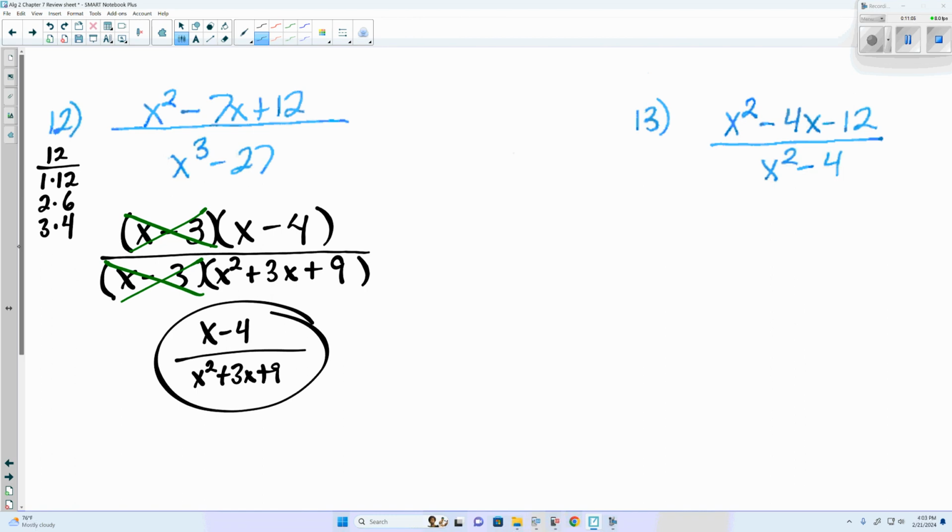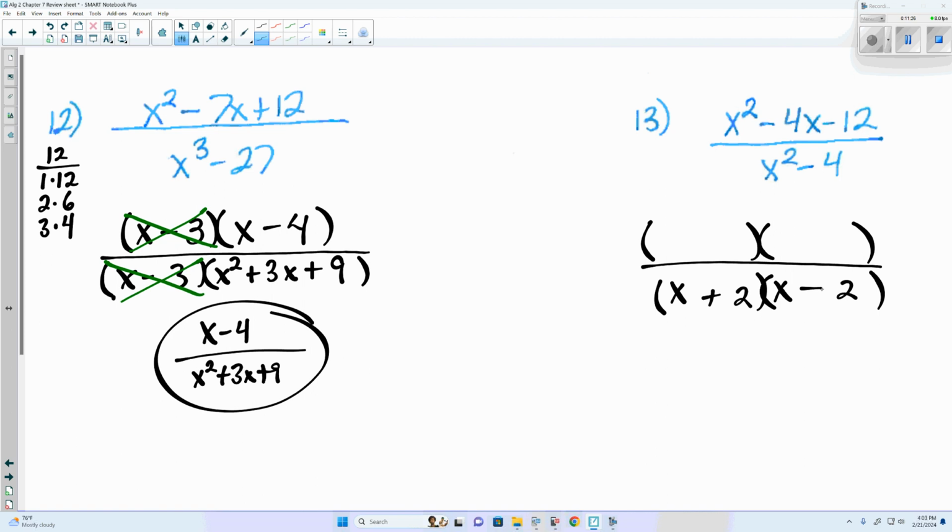Let's look at number 13. We're going to need to factor the numerator and denominator, and I always start with whichever one I can find the factors of easier first. And x squared minus 4 is going to be that one there, because it's a difference of perfect squares. We'd have x and x, 4 would be 2 and 2, we have plus and minus.